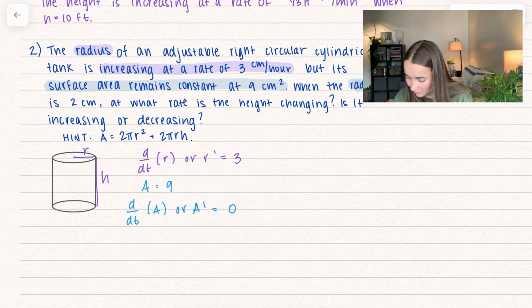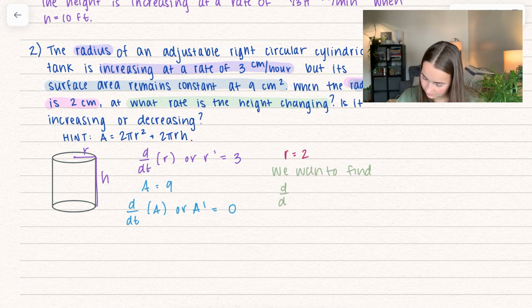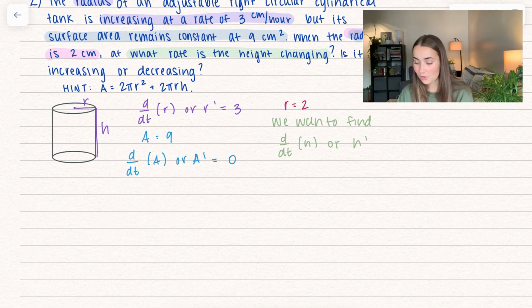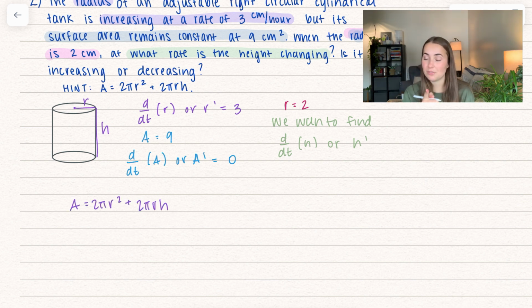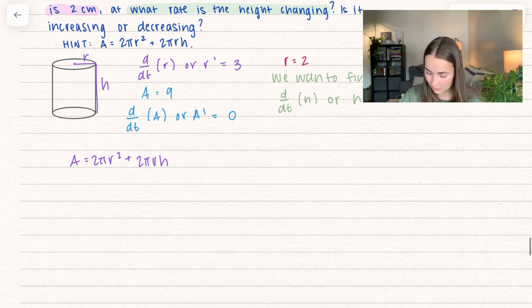So what else do we have? We have that the radius is equal to 2 centimeters, and we want to find out at what rate the height is changing and if it's increasing or decreasing. Okay, so let's go ahead and take our equation. We are missing one piece of information. If you know what it is, that's super awesome. I'm going to start by taking the derivative and see what I'm missing, because sometimes that helps to see the bigger picture. So let's go ahead and differentiate.